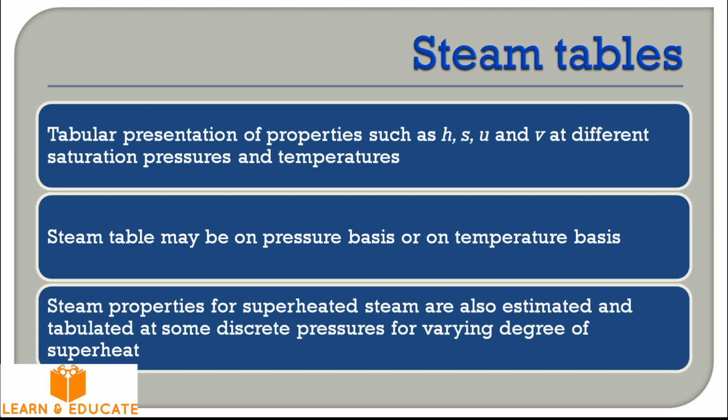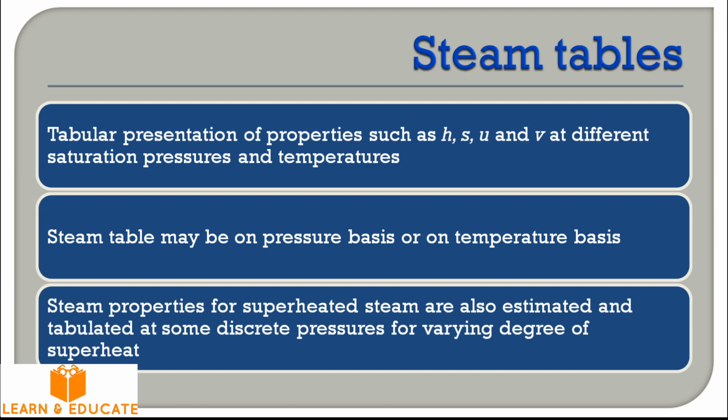So steam tables, the first one, are the tabular presentation of properties such as specific enthalpy, lowercase h, s, u and v, which are specific properties per unit mass. Enthalpy, entropy, internal energy and specific volume, all are specific properties at different saturation pressures and temperatures. So steam tables are providing you the basic properties of steam at different pressures and temperatures.